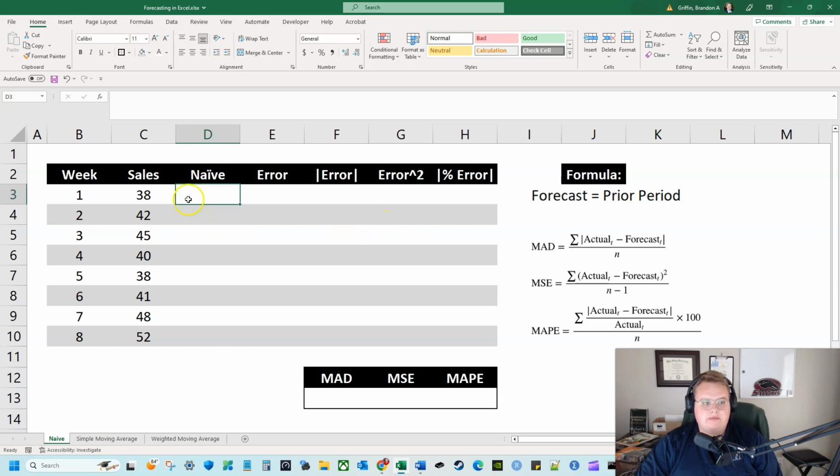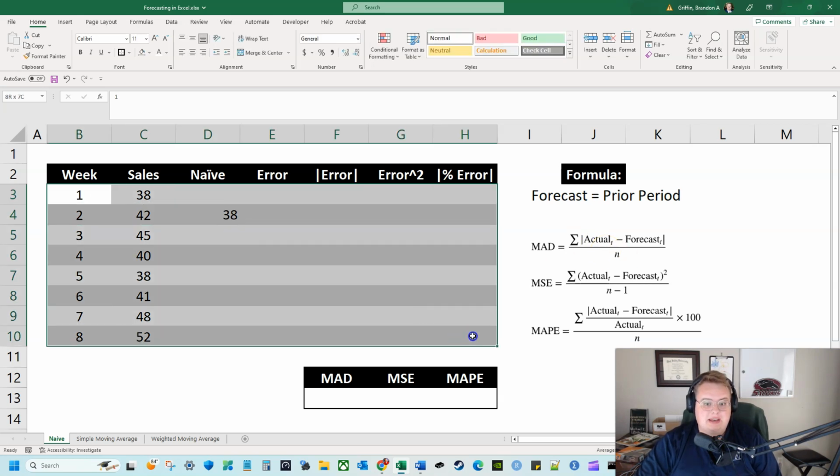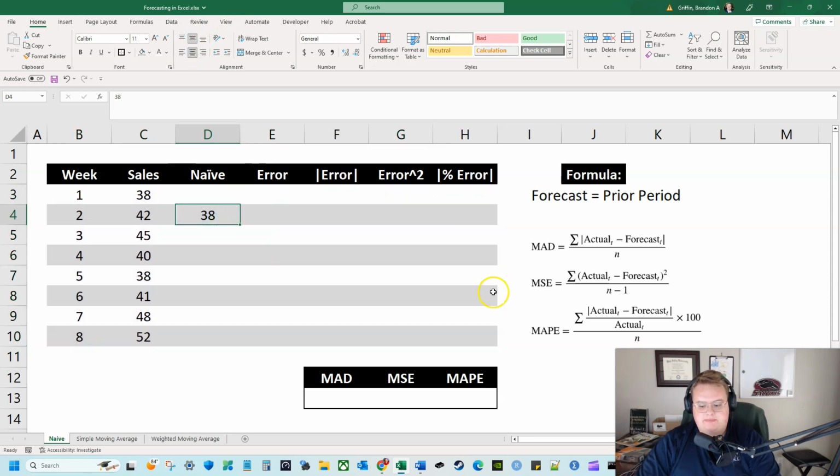So for week 1, since we have no data before that, we're just going to leave that blank. For week 2, we need to use the prior period's actual sales for our forecast. So in week 2, we are going to put 38. It's naive because you literally just put in the numbers from the week before. So if this is 38, that comes from week 1. For week 3, we're going to put in 42, which came from week 2.